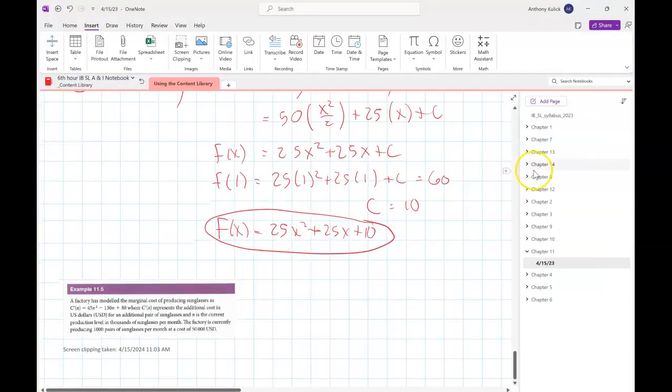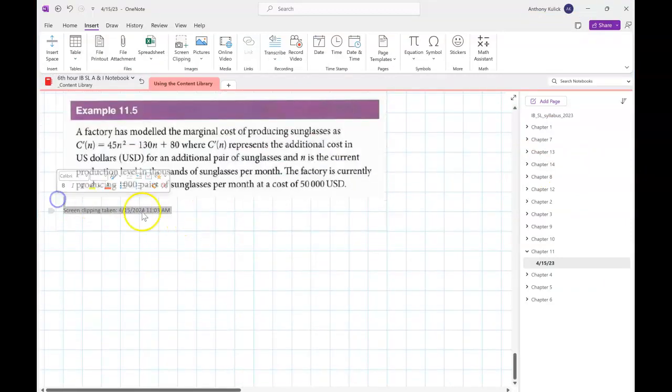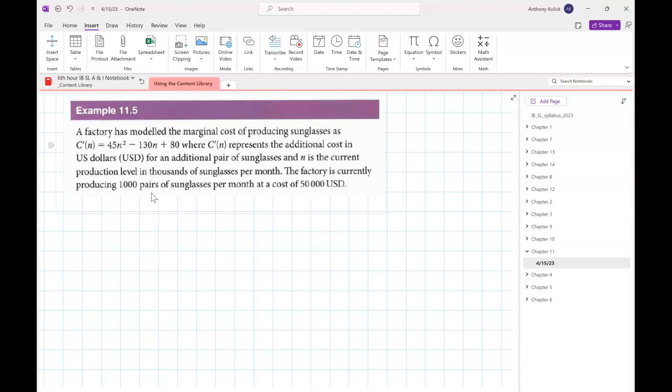One more example, a story problem, doing the same thing but presenting it in a different context. A factory has modeled the marginal cost of producing sunglasses as C prime of n equals yada, yada, yada, where C prime of n represents the additional cost in US dollars for an additional pair of sunglasses, and n is the current level of production in thousands of sunglasses per month. The factory is currently producing 1,000 pairs of sunglasses per month at a cost of 50,000 US dollars.